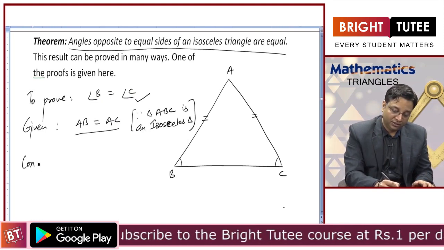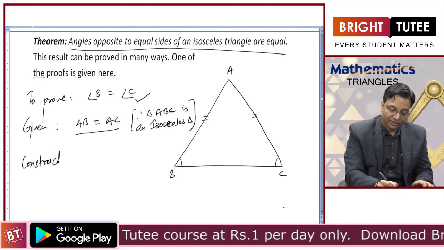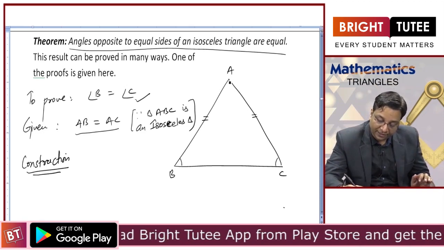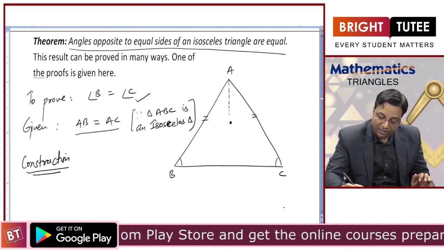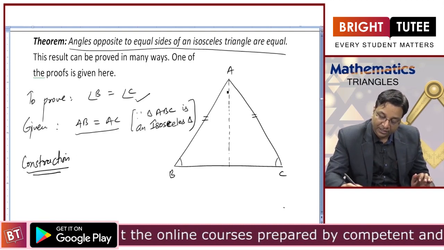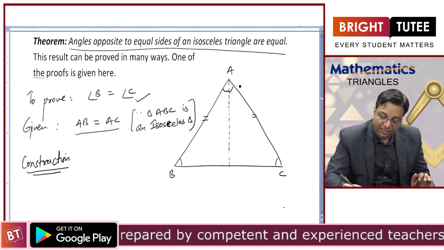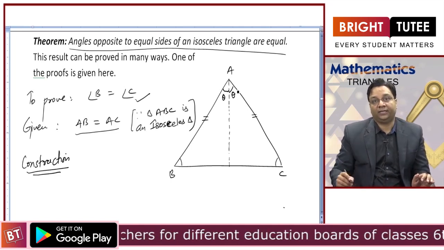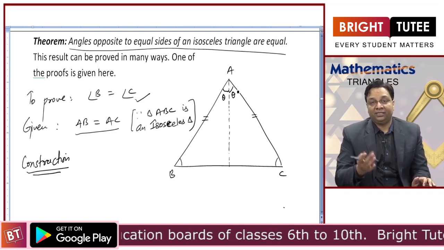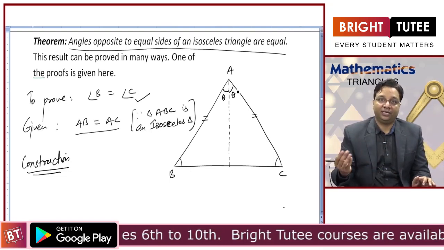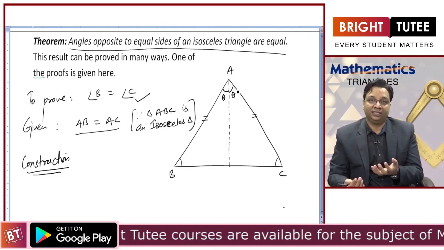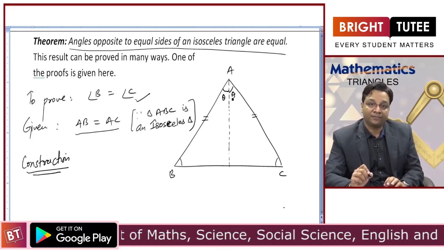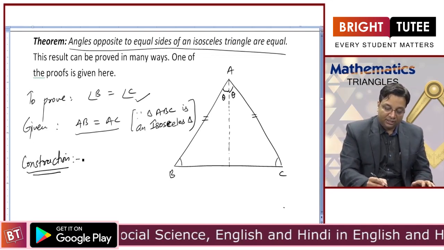So let's do a little construction here. I wanted to draw an angle bisector of angle A. So if I draw an angle bisector here, this angle will be equal to this angle. Let us name this angle as theta, so this angle will also be theta. Why am I naming these angles theta, alpha, beta? So that you can visualize them easily. Just by looking at this figure, you can see that this angle is equal to this angle. So this is the construction that I have done.